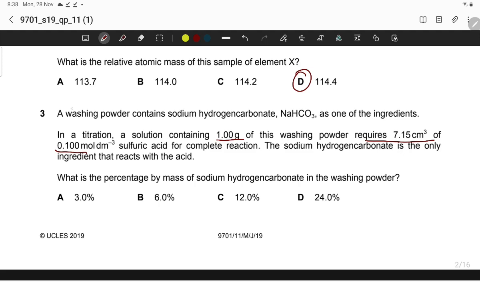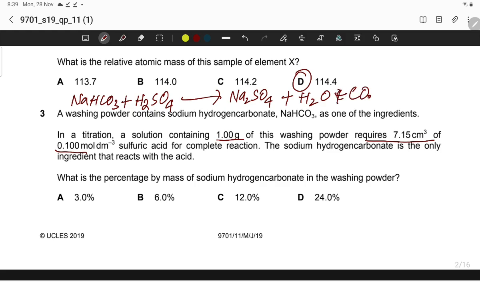Sodium hydrogen carbonate reacts with H2SO4 to form Na2SO4 plus water plus carbon dioxide. 2NaHCO3 plus H2SO4 gives Na2SO4, 2H2O and 2CO2.